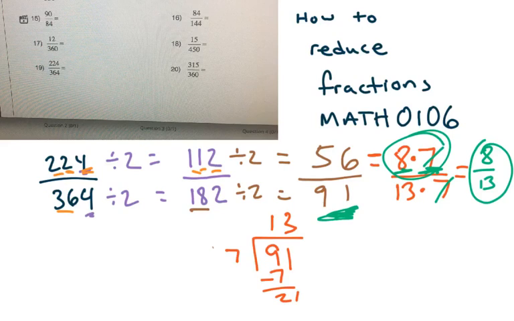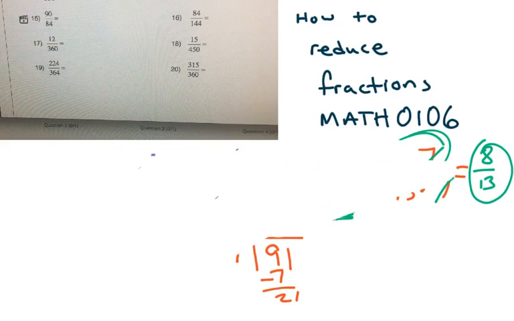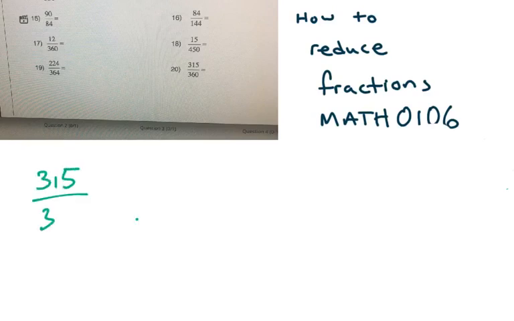Let me wrap it up with the last one. 315 over 360. And again, if you can see it real fast, go real fast. I am not seeing anything in particular that makes this problem super easy to solve, or maybe I am, but I'm going to say that I'm not. So let's pick something obvious. Something obvious would be to divide both by 5, right? Because they're both divisible by 5.